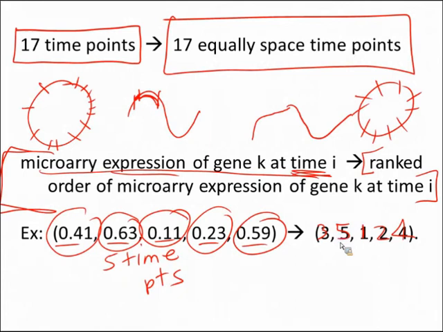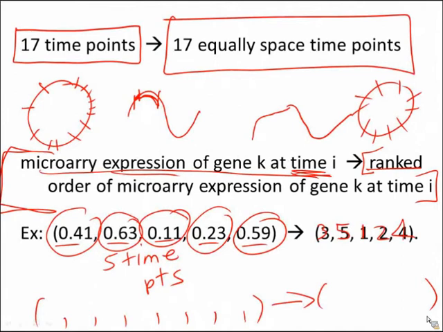So for each of our 17 time points, instead of outputting the expression levels, we'll instead output the numbers somewhere between 1 and 17.